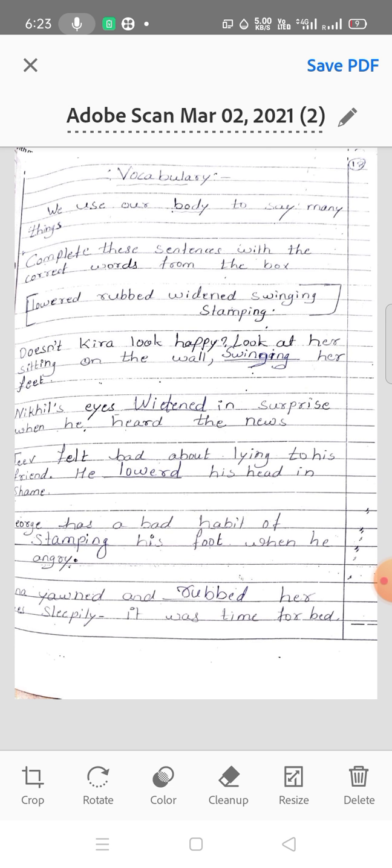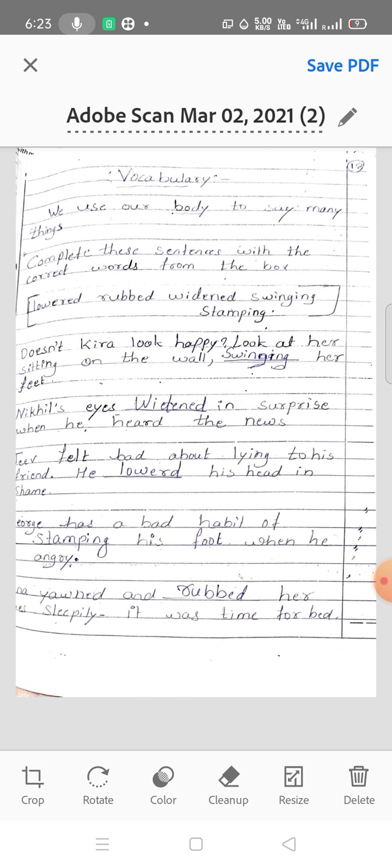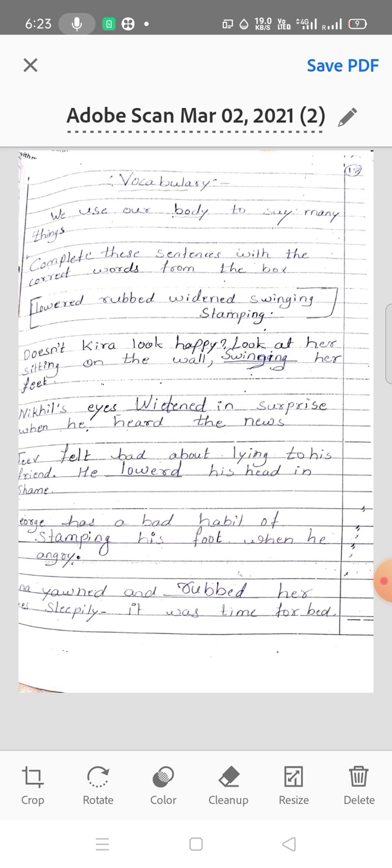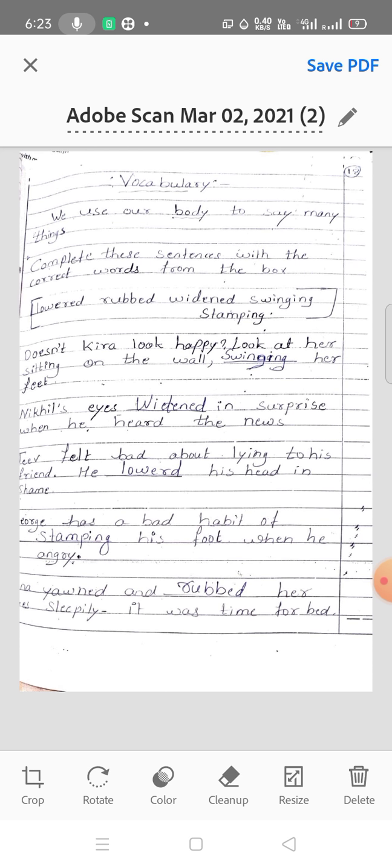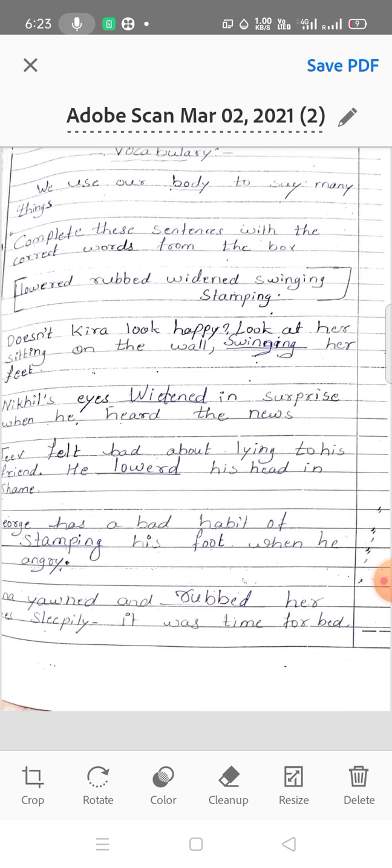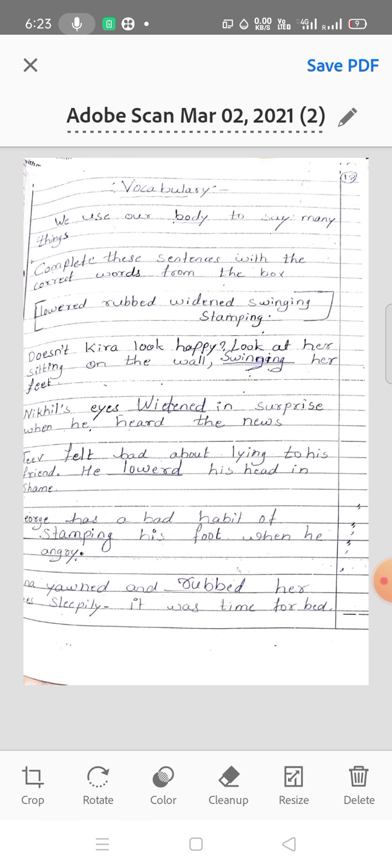George had a bad habit of stamping his foot when he was angry. Stamping means पैर टपकाना. Yawned and rubbed her eyes. Sleepy, it was time for bed. ऐसे मुंह खोलना और आइज को रब करना. This is for your chapter 3 vocabulary. You have to complete that in your revision sheet.